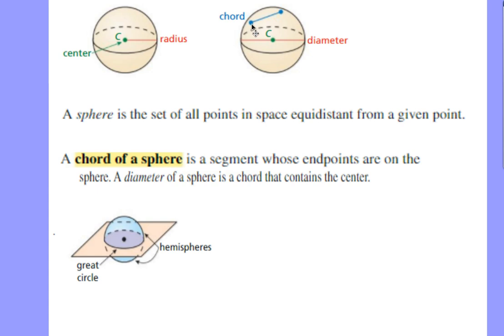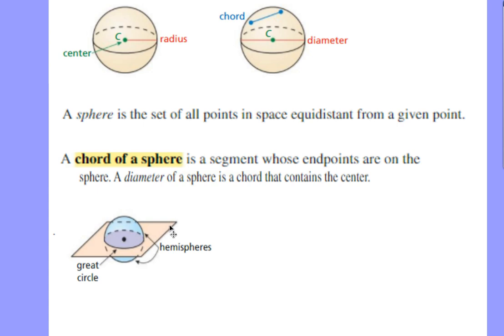Now we have a familiar term, chord. The chord of a sphere is just simply a segment whose endpoints are on a sphere, and the diameter of a sphere is just one of those chords. It still is a chord, right? That contains the center of said sphere.